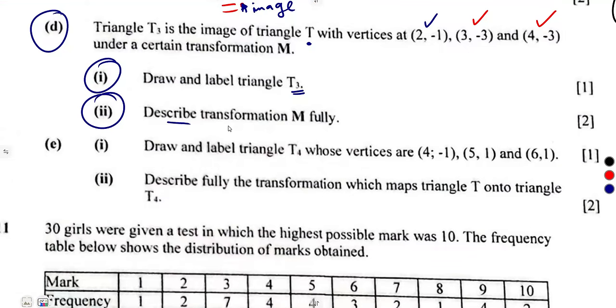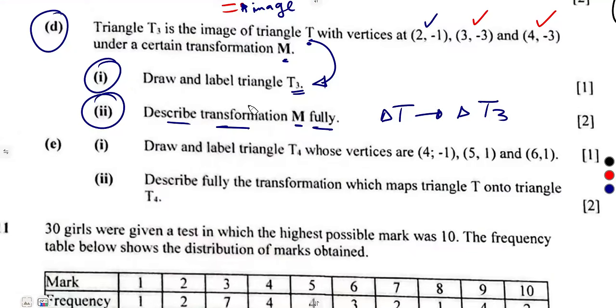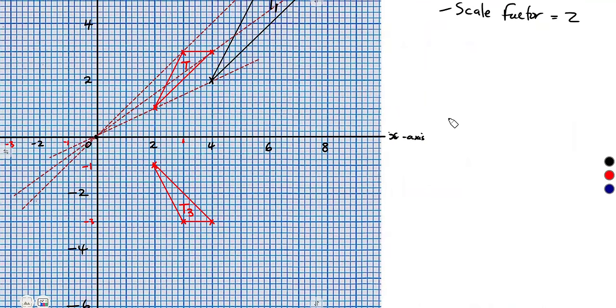And after joining this, describe fully this transformation, describe transformation M fully. The transformation M is the one that mapped T onto what? Onto T3, triangle T to triangle T3. So let's check according to what we are given. This is D item 2. So checking here, triangle T to triangle T3, we can see that these two triangles are exactly the same. We are talking about in terms of congruence or isometries.